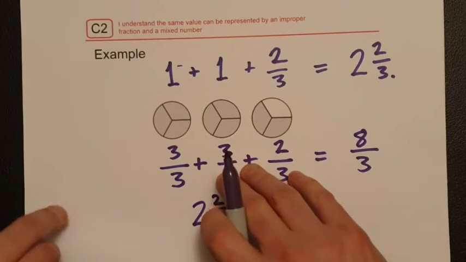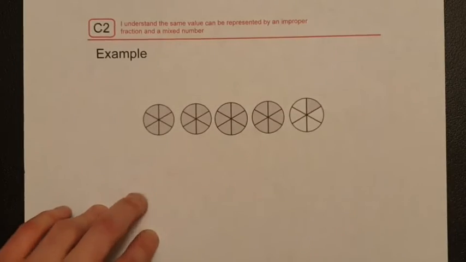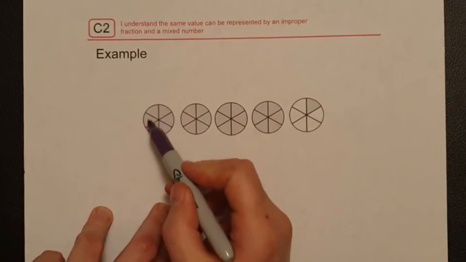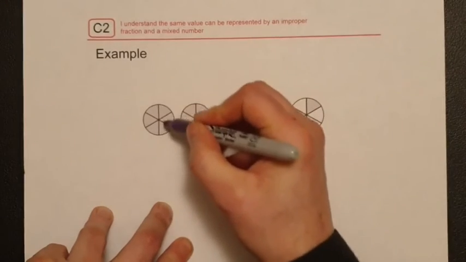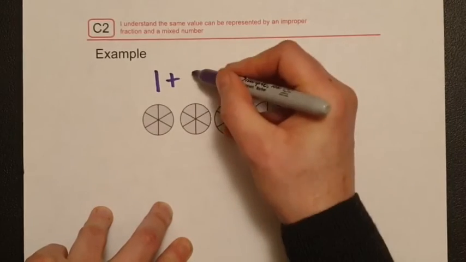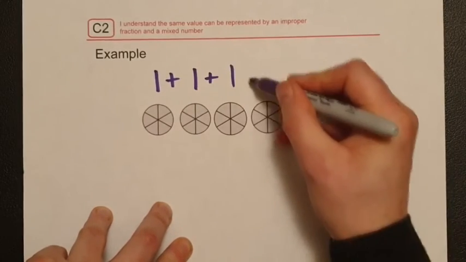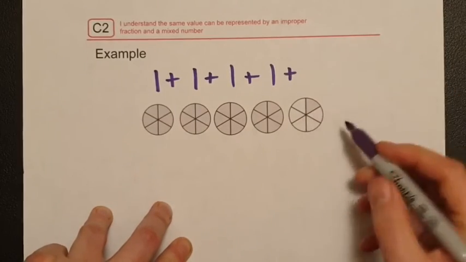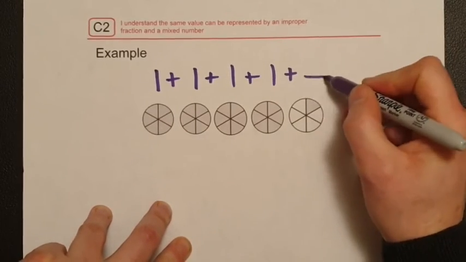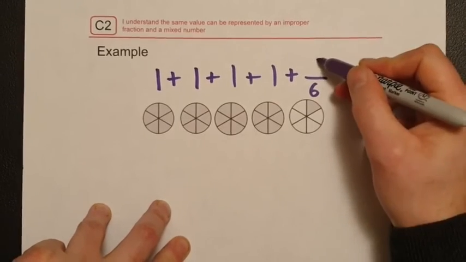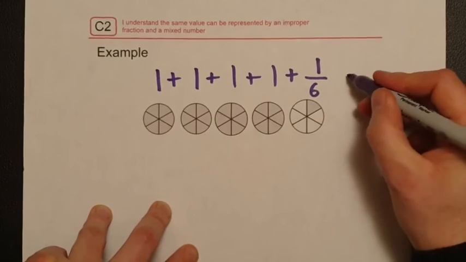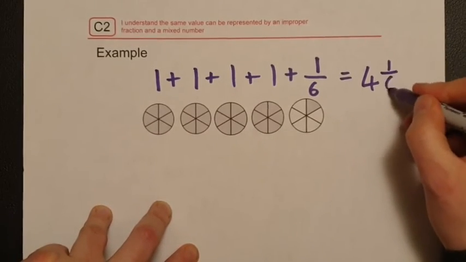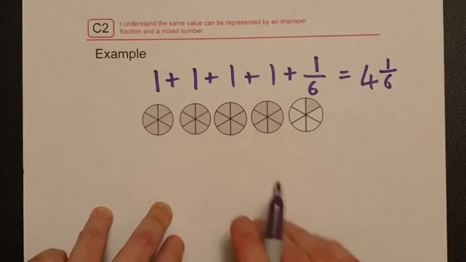Last example. Each of these pies is cut into 6, so all our fractions are going to involve sixths. As a mixed number, that's 1 whole pie, and 1 whole pie, and 1 whole pie, and 1 whole pie, plus this one is cut into 6, and 1 is shaded. 4 whole ones and a sixth is the mixed number representation.